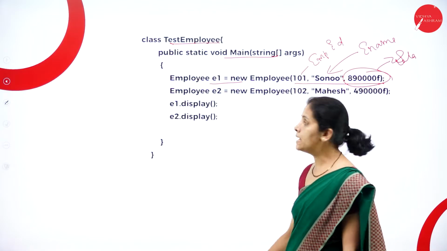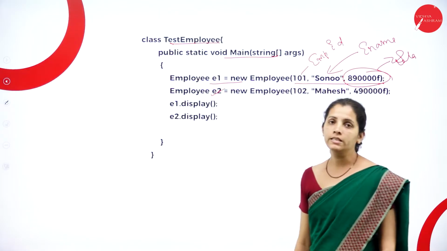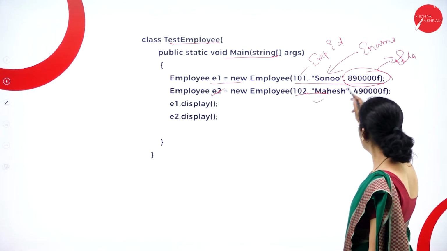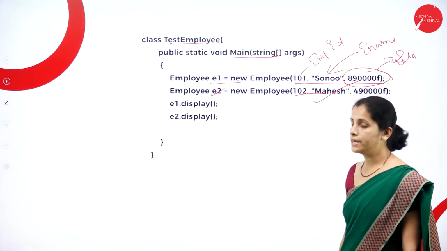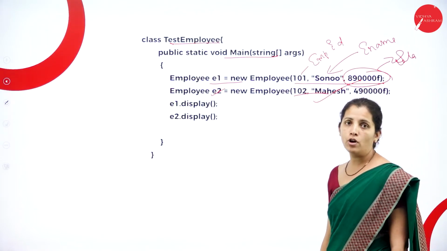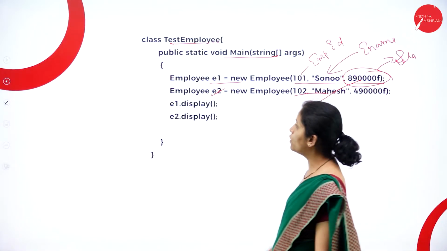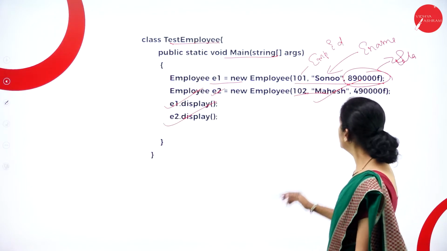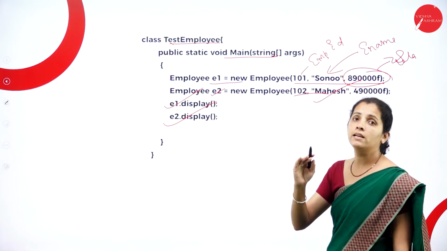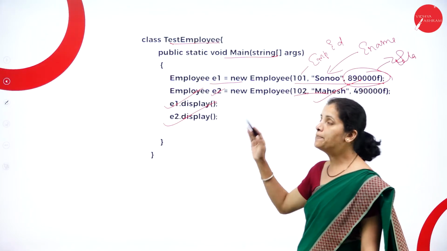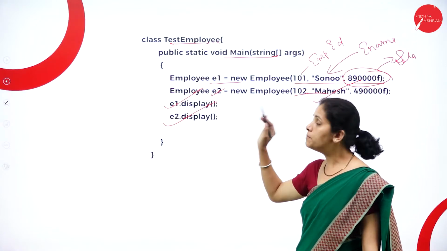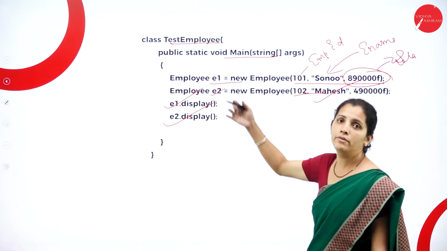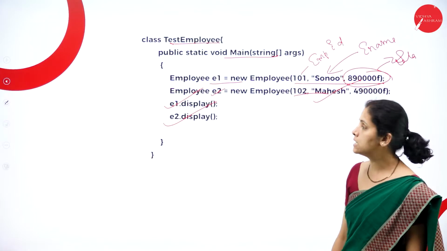Second time, once again, I'm going to create the object, that is E2. And what is the information I'm going to pass? 102, Mahesh and 49,000. Now, suppose if I want to display the content, then I'm going to call E1.display and E2.display. And dear student, please remember here, when I create an object of the type employee, the constructor belonging to this class is going to get invoked. So this is the beauty of parameterized constructor.